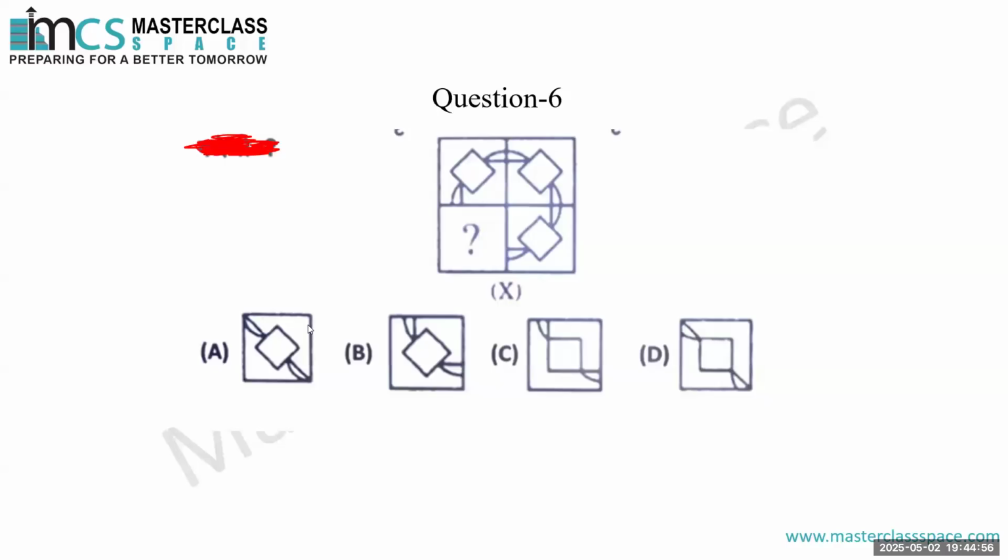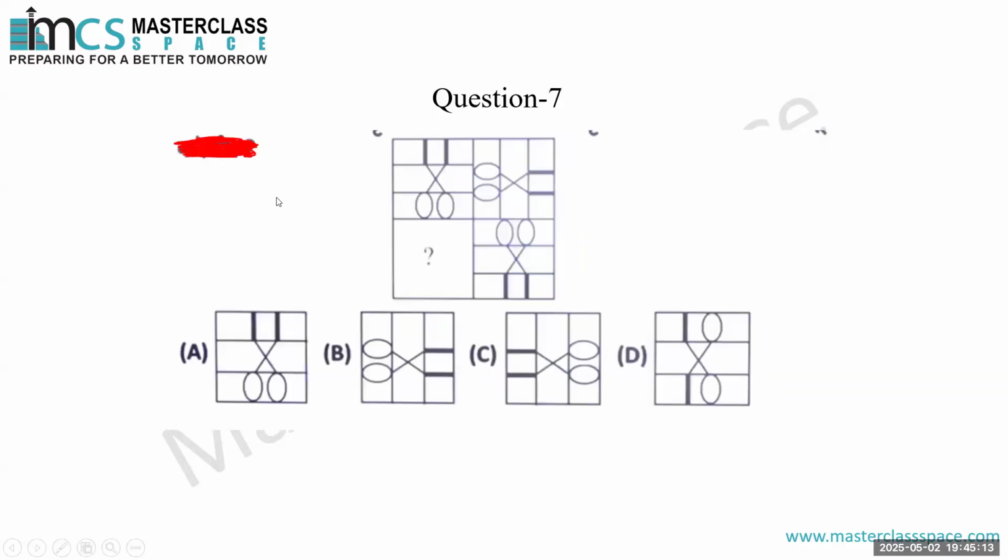So A is right away ruled out because it has edges, corners and edges. D is also ruled out. C is ruled out because it is touching at the vertexes. So that is also ruled out. So only B is the right answer. Okay, what about this one?